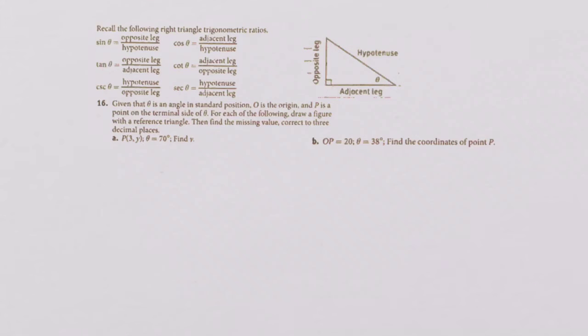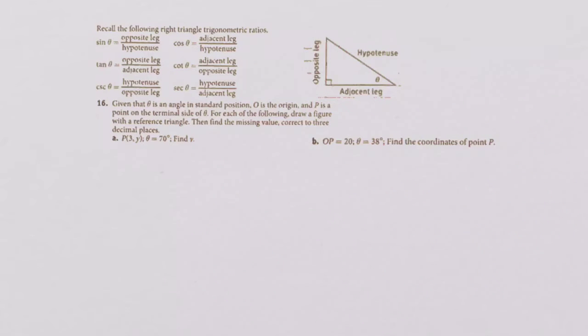Each of these problems, A and B on number 16, tell you that O is the origin and P is some point on the terminal side of the angle theta that they give you. They want you to draw the angle in standard position, then draw a reference triangle, and then use that information to find the missing part of the triangle. So let's go ahead and get this done.